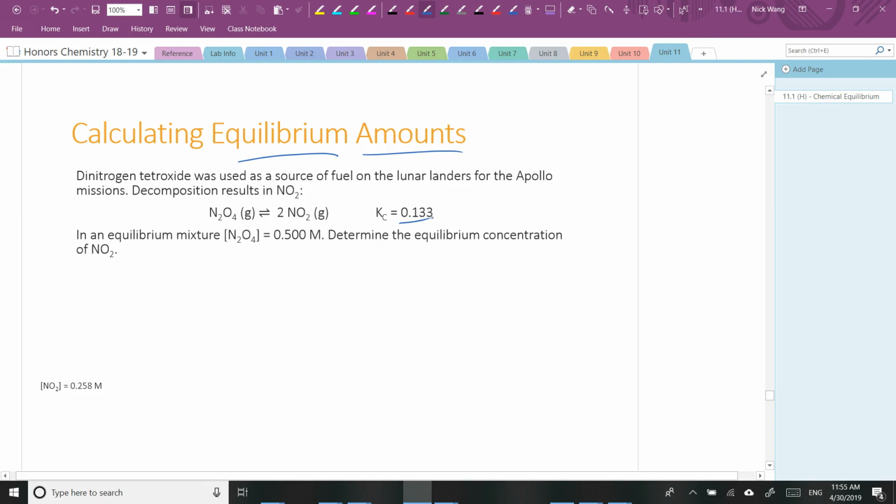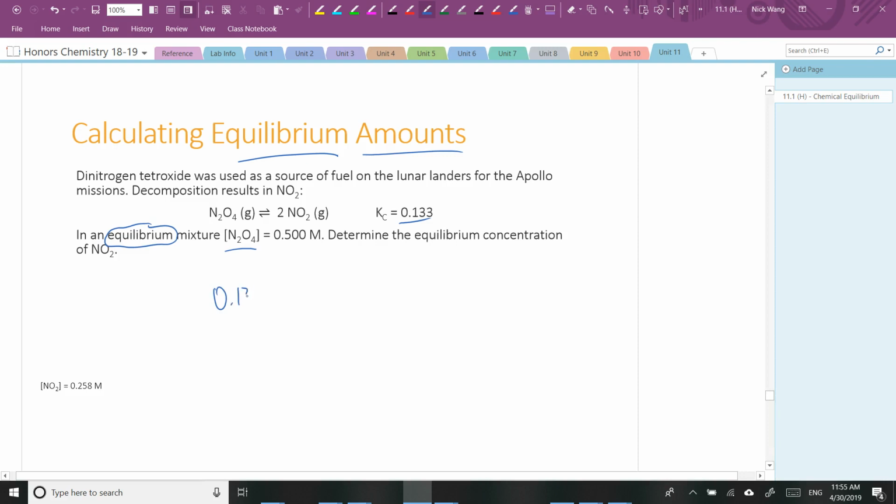0.133 is the equilibrium constant. Then it says that in an equilibrium mixture, the concentration of N2O4, the reactant, is 0.500 molar. Determine the equilibrium concentration of NO2. The key word here is that they tell you it's the equilibrium mixture. So I don't have to worry about Q at all. I just have K, because there are no initial amounts to compare to in order to shift. All I'm doing here is simply using K.